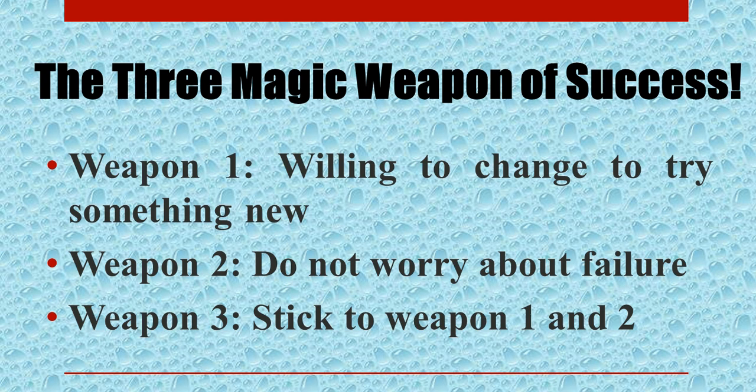So you should remember the weapon 1 and weapon 2 and weapon 3. Weapon 1, try something new. Weapon 2, do not worry. Even if you lose some money, no need to worry, okay? Then stick to weapon 1 and weapon 2, okay? I heard some stock guru said maybe the weapon 1 is do not lose money. The weapon 2, do not lose money. The weapon 3, stick to 1 and 2, do not lose money, okay?